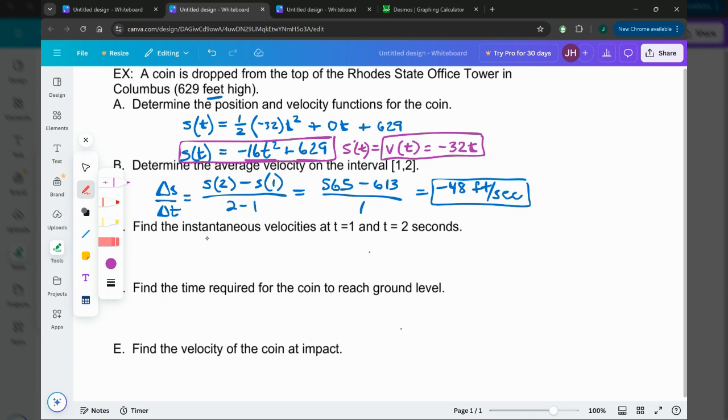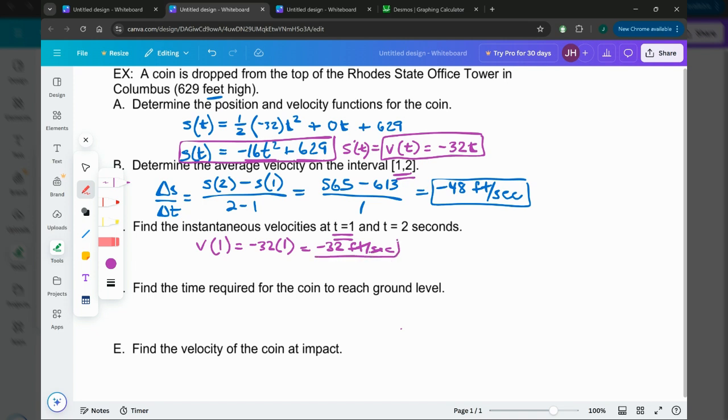Now, when I asked for the instantaneous velocities at t equals 1 and t equals 2, you notice I didn't say over an interval. I said at a specific time. What's the velocity at 1? Well, that's negative 32 times 1. When I say instantaneous, that's the derivative. That's the velocity, not the average velocity, the instantaneous velocity. It would be negative 32 feet per second.